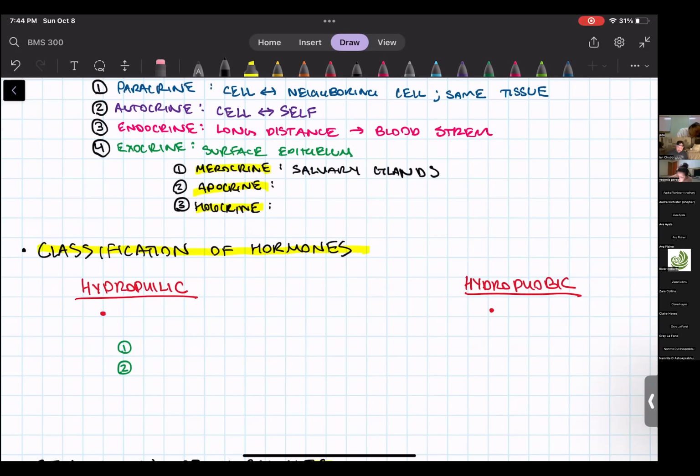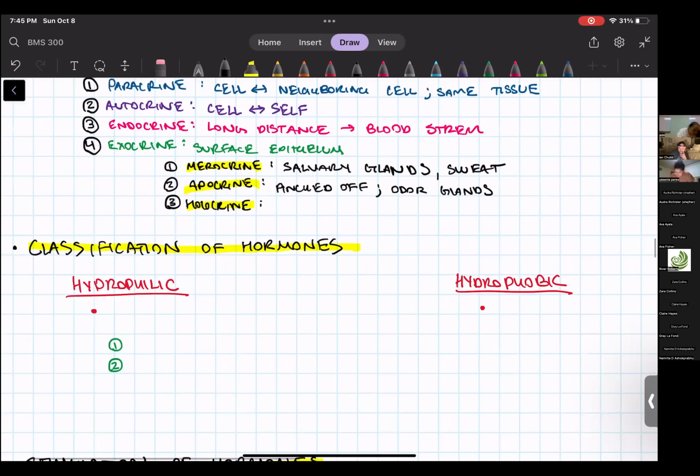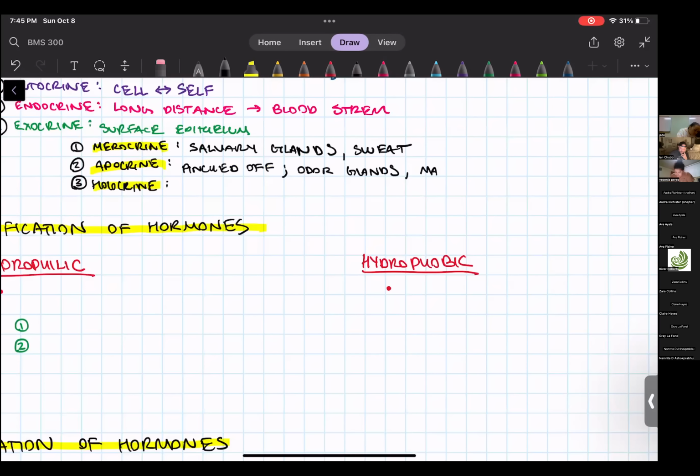This could also be our sweat glands, but not the ones that produce too much odor. Usually the odorous ones are the oil ones. Those are going to be ones that actually chunk off pieces of cell. So then apocrine is going to be the one that you were saying is going to be actual parts of the cell are pinched off. And then this one's going to be our odor glands, or more like our odor sweat glands, the ones that actually stink, or our mammary.